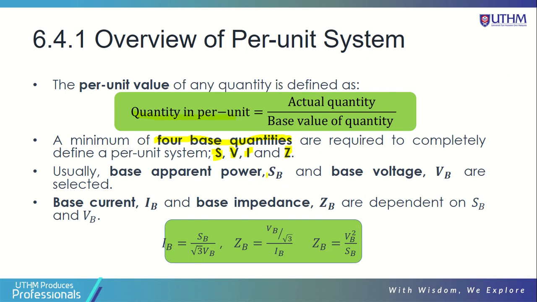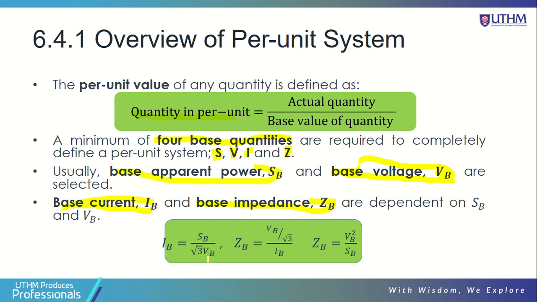Usually the base apparent power, which we write as SB, where S is apparent power and B is base, and the base voltage VB are selected. Commonly for the system, we select the base apparent power SB and base voltage VB. Then from SB and VB, we can determine base current and base impedance, because base current IB equals SB over square root 3 VB.